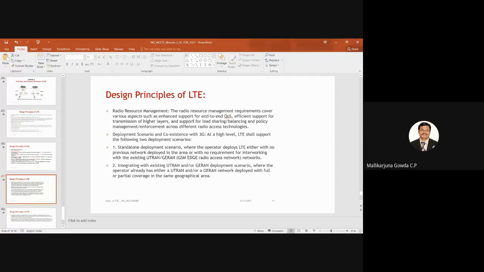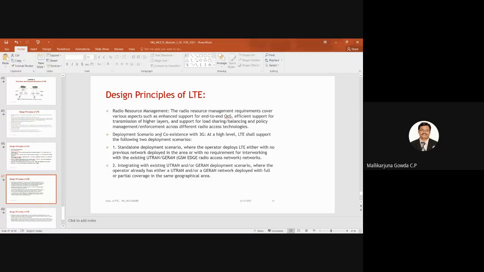There is one particular topic on radio resource management in this module only. I think you will be able to understand during that time what the RRM target has been decided in the LTE. Okay, the next one is about the deployment scenario and coexistence with the 3G.